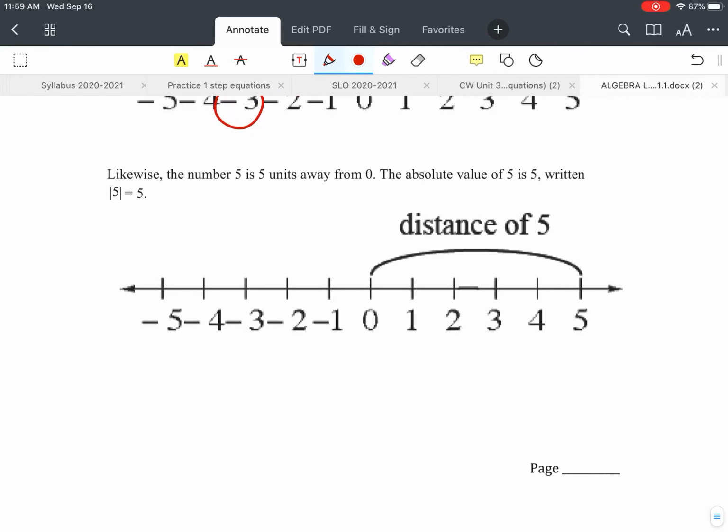We could do the same thing with 5. Right here, they say, well, what is the absolute value of 5? So we're going to count 1, 2, 3, 4, 5. So the distance from 0 to 5 is 5 steps. And that's where we get the absolute value of 5 is equal to 5.